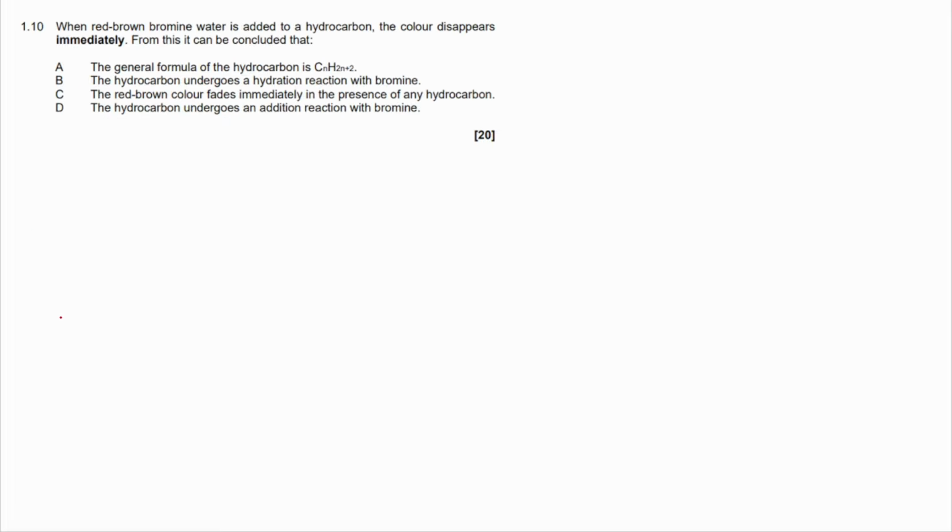Then 1.10, red-brown bromine water. When you're seeing red-brown bromine water, you must realize that this is a test for saturation.